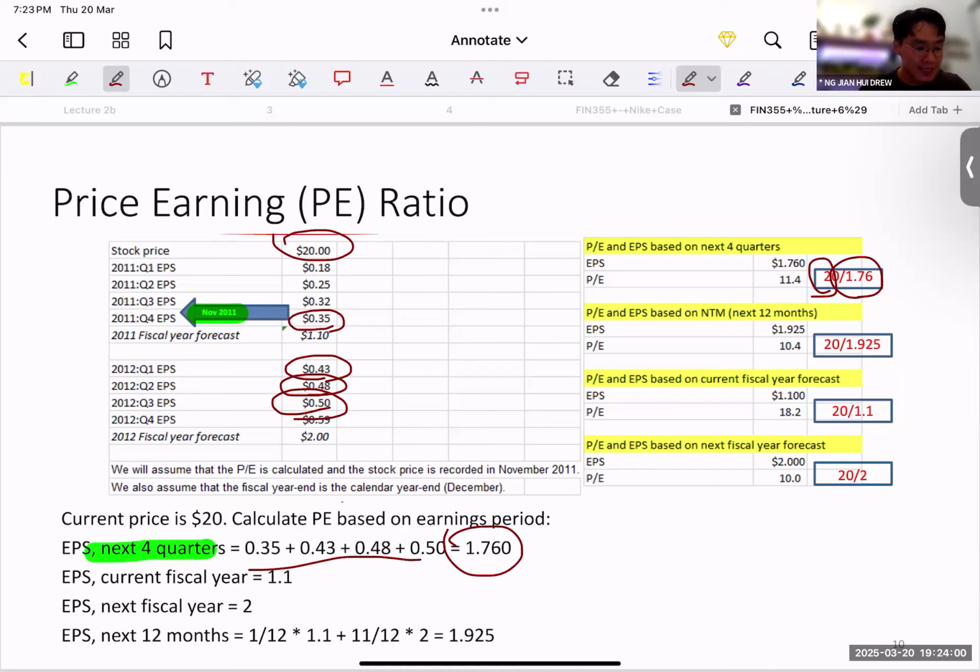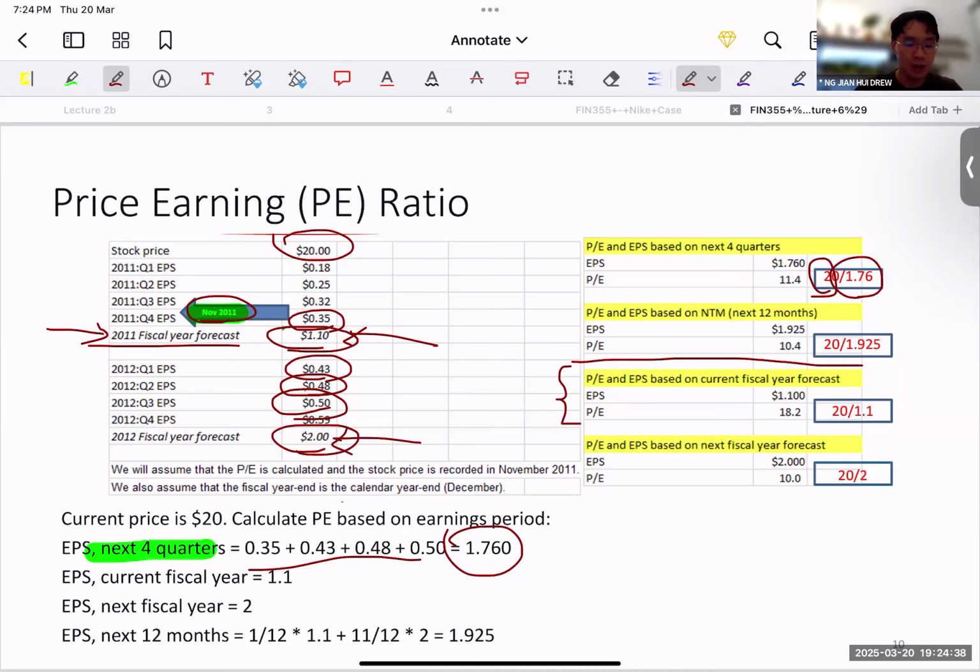Okay, the next one is current fiscal. Since you are at November 11, what is the current fiscal? It is the current year, 2011, so 1.1. If we are going to use current fiscal, this is the one we're looking at. So we will just take 20 divided by 1.1, which is this figure here. Then we can calculate the PE based on next fiscal as well. For next fiscal, we look at this, which is $2. So take 20 divided by 2.